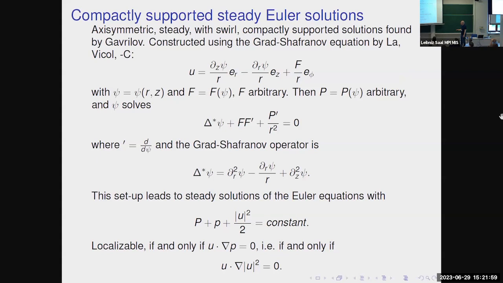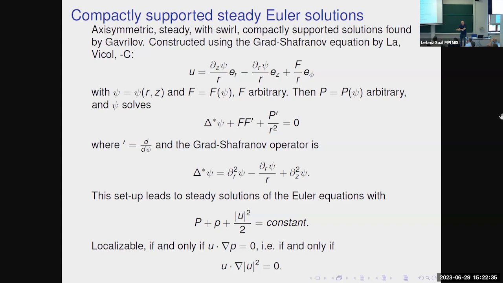And then you solve a certain semilinear equation with the Grad-Shafranov, which is essentially here, looks like a Laplacian, except that the dimension n equals zero. And you solve the Grad-Shafranov with a plasma pressure, which is a function of this function psi. And the main observation that is already due to Gavrilov is that if you have the property that u dot grad fluid pressure is zero, then you can localize the equation. You can place it in small balls and you multiply by cutoff, and it's still a solution. So that's an amazing fact.